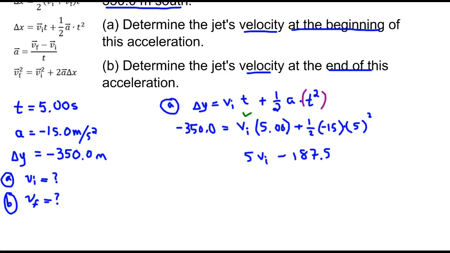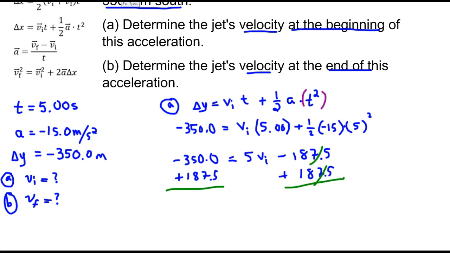Alright, on the other side we have minus 350.0. I'll keep that sig fig. And then I need to add 187.5 to both sides. Whatever you do to the left, you have to do to the right. It's the golden rule of equations. So this cancels out. Negative 187.5 plus positive 187, that's 0. Oops, those don't cancel. What is that?